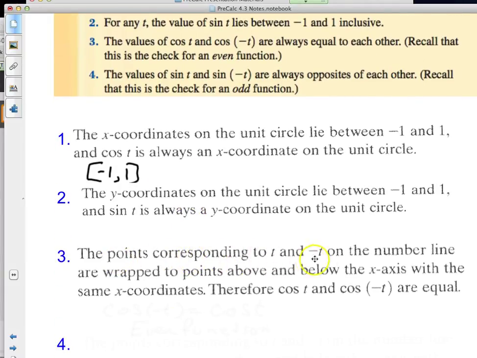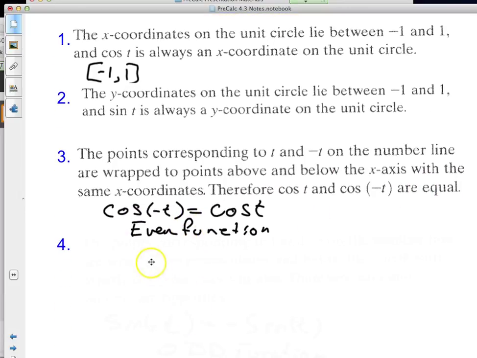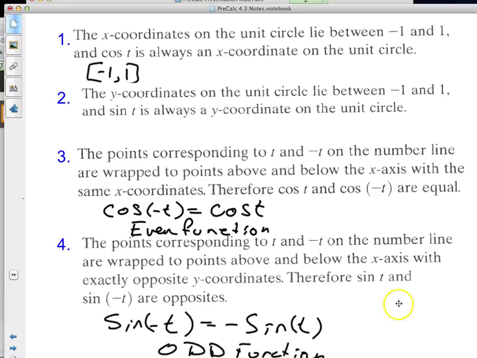The points corresponding to t and -t on the number line are wrapped to points above and below the x-axis with the same x-coordinates. Therefore, cosine t and cosine -t are equal, and we can say that is an even function. And for that same reason, the points corresponding to t and -t on the number line are wrapped to points above and below the x-axis with exactly opposite y-coordinates. Therefore, sine t and sine -t are opposites. Sine -t is equal to negative sine t, and that's an odd function. So we've got to know that.